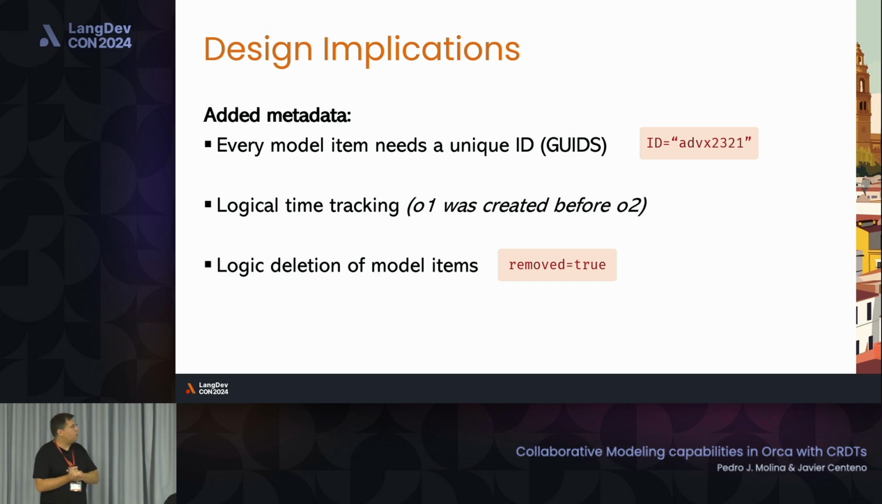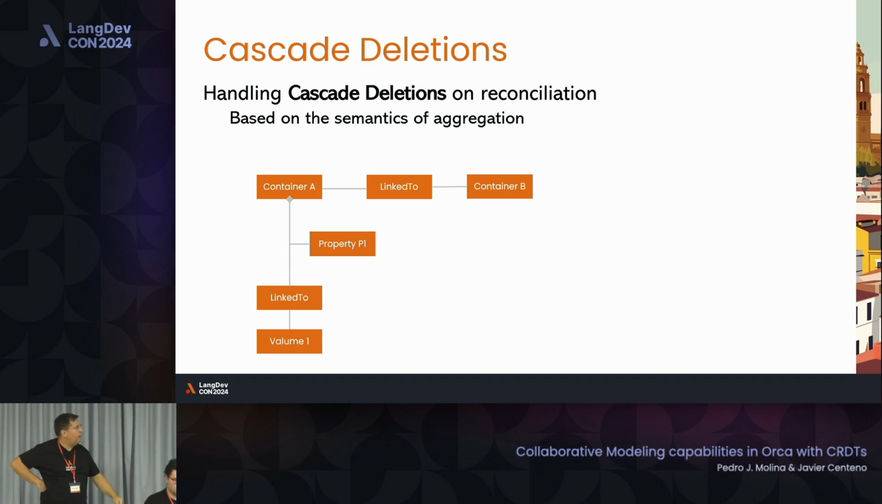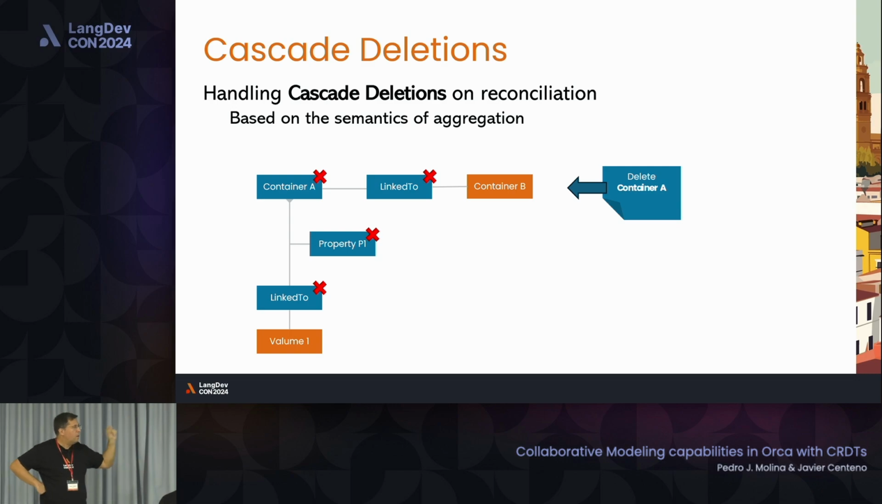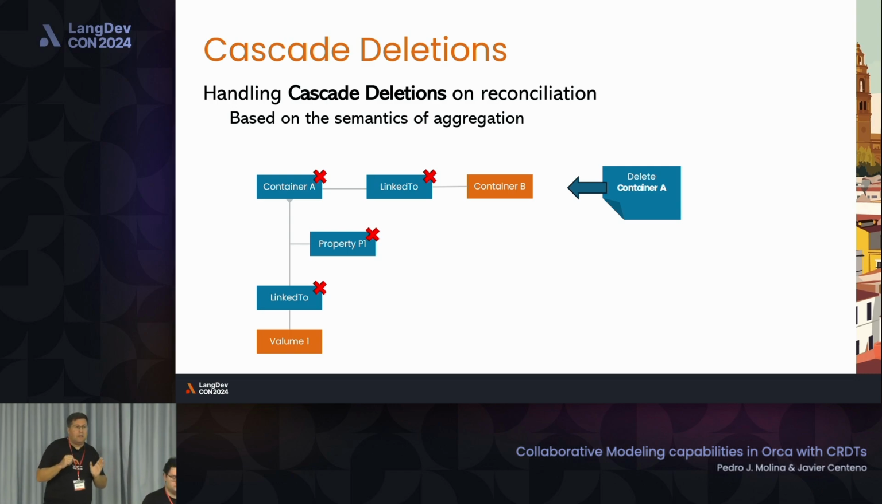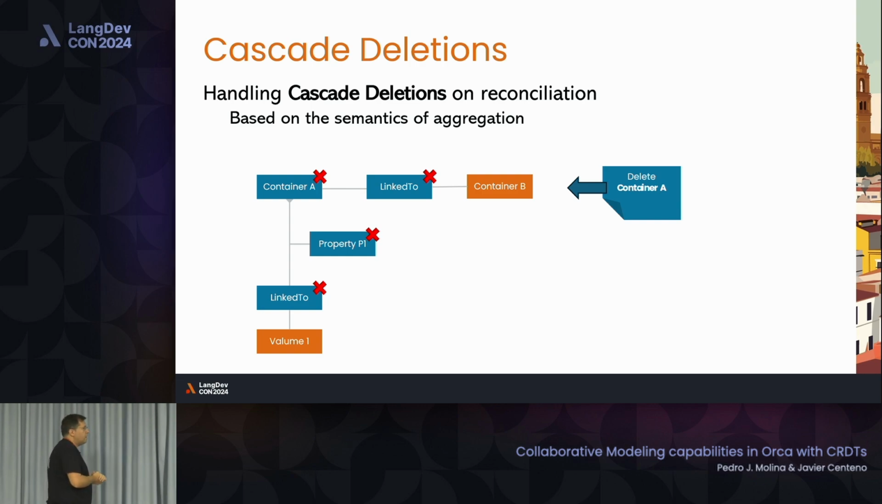Let's go to the next slide, because we have a slide for that. Let's suppose we have this model, and we decide to delete something. Now we want to delete container A. This is the operation to perform. We delete container A, but we also need to delete the property, the relation with container B, and the relation with the volume. So in memory, we mark them as tainted, annotated as needing deletion, but they are not yet really deleted. It's a logical deletion.